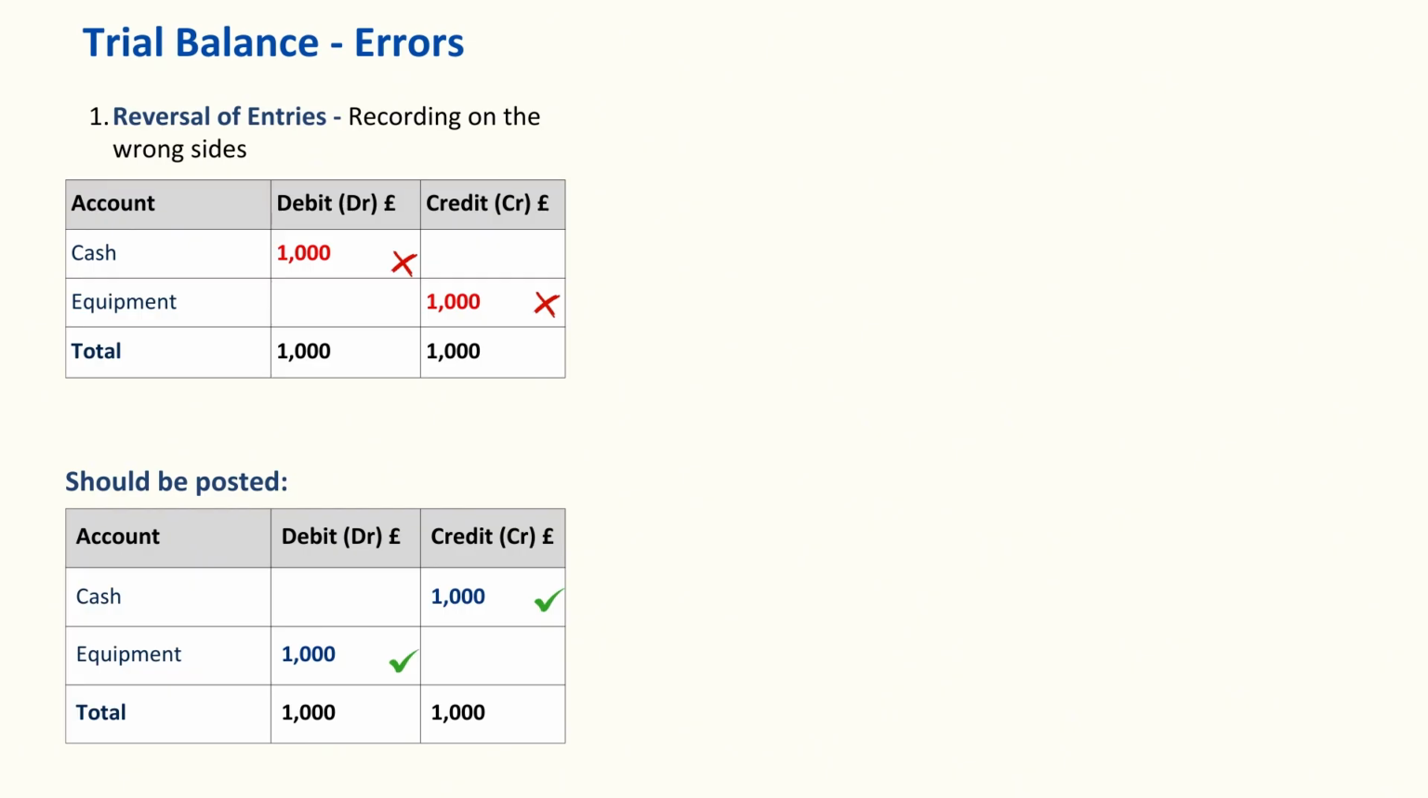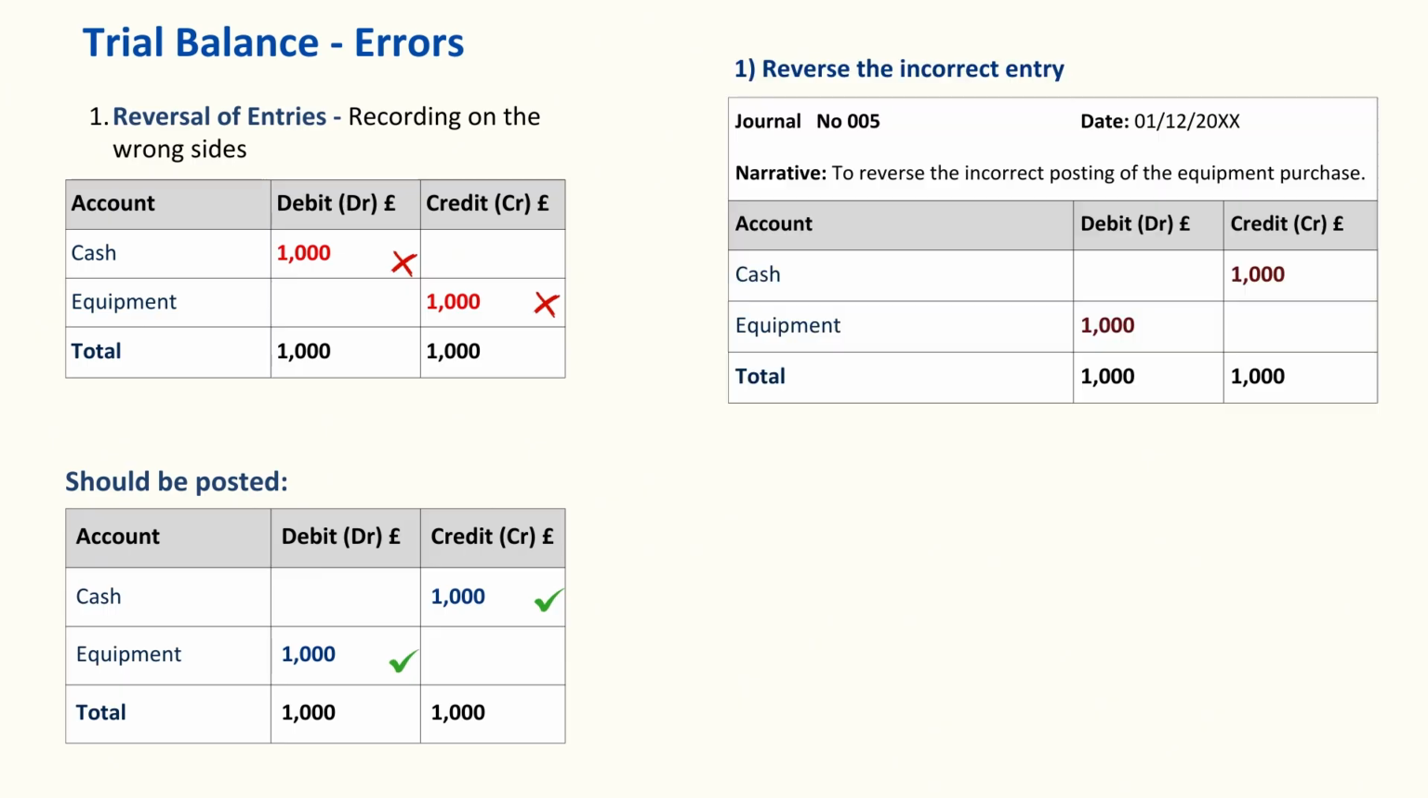Why this matters? The trial balance still balances, which makes the error harder to detect. However, the financial statements are wrong because the accounts show the wrong direction of movement. We have to correct a reversal of entries error. The correction has two stages. Step 1. Remove or reverse the incorrect entry by simply doing the opposite. Debit equipment £1,000 and credit cash £1,000. This cancels out the mistake and returns both accounts to where they would have been if nothing had been posted.